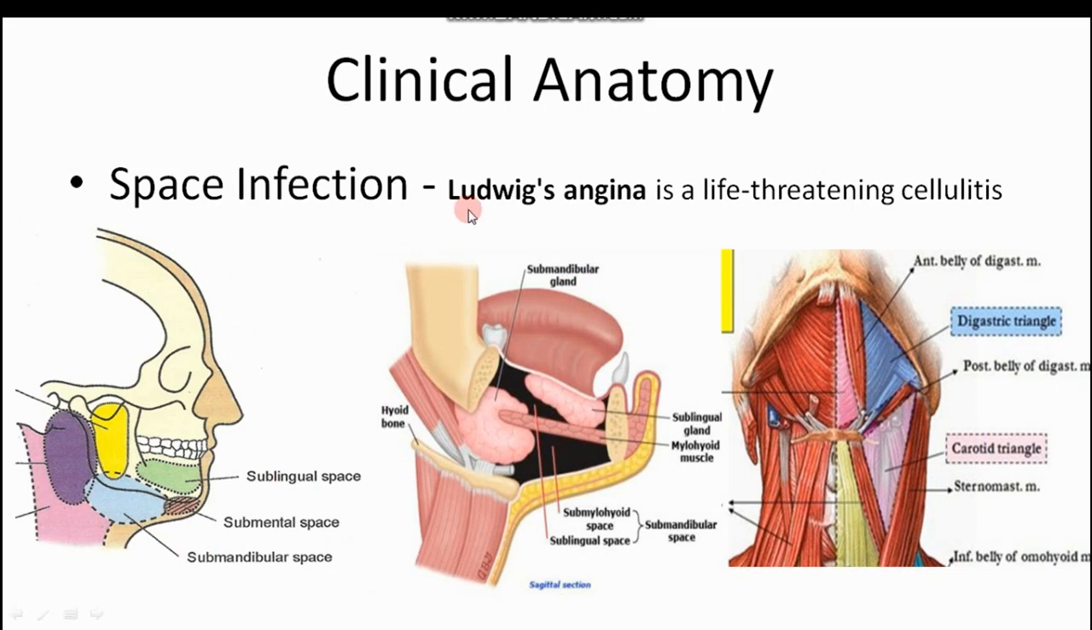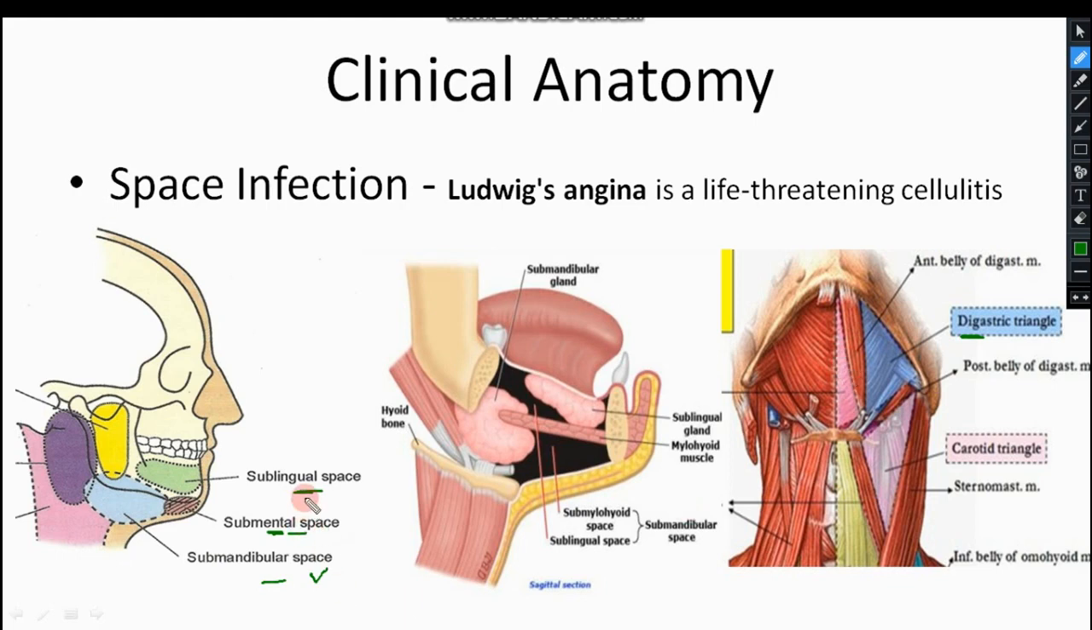Space infections lead to Ludwig angina, which is a life-threatening cellulitis. This space infection involves three spaces. Let me draw and explain this. First, we see the sublingual space, which is deeper compared to the submental and submandibular space. The submandibular space is in the digastric triangle, whereas the submental space is in the submental triangle, which is between the anterior belly of digastric and the median raphe. So here is the median raphe, and in between these is the submental space.